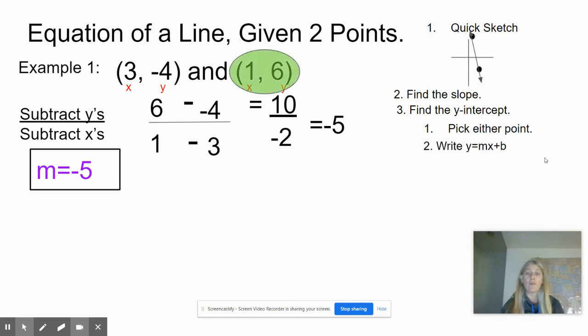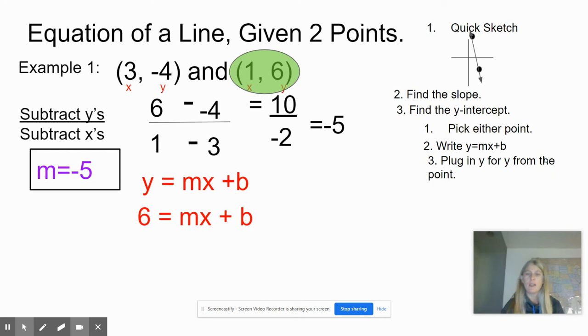Now I'm going to write down the equation of a line, y = mx + b. At this point, I'm going to plug in y for y. I look at my selected ordered pair and I see my y is 6. So I'm going to replace the y in my equation with the number 6. So I have 6 = mx + b. Now I'm going to substitute the slope that I just found in place of m. So instead of m, I'm going to write -5. So I have 6 = -5x + b.